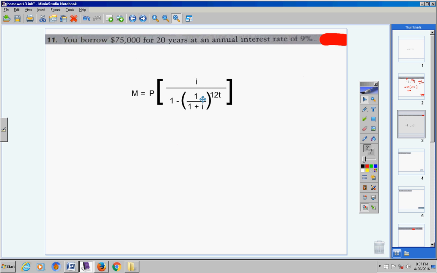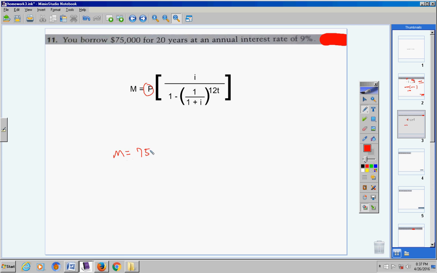There's our model, so let's get started. For your principal P right here, we're going to put 75,000. That's how much you're borrowing. For the top of your fraction, we have I. That's going to be 1/12. I equals 1/12 times 0.09. Let me type that real quickly here, and we get 0.0075 exactly.